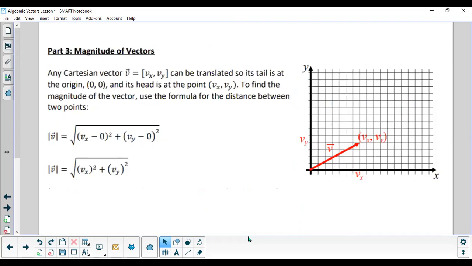Okay. I want to give you a second to write this down, the magnitude of vectors. Boys, are you listening to the seminar or are you just working on other stuff? You're taking notes? Okay, good.